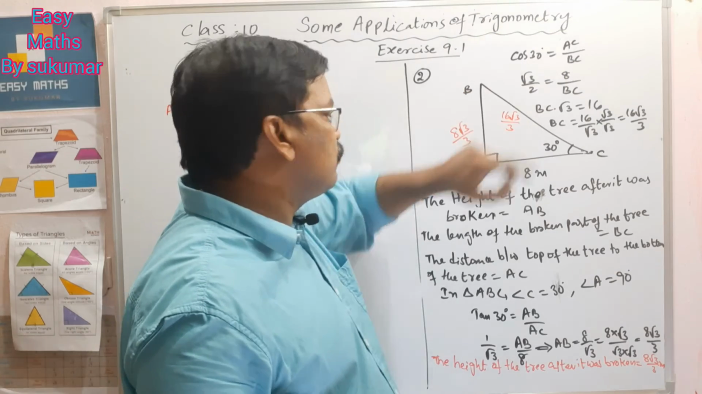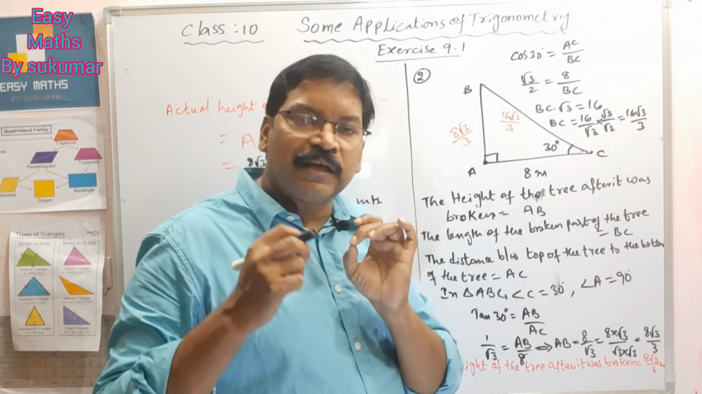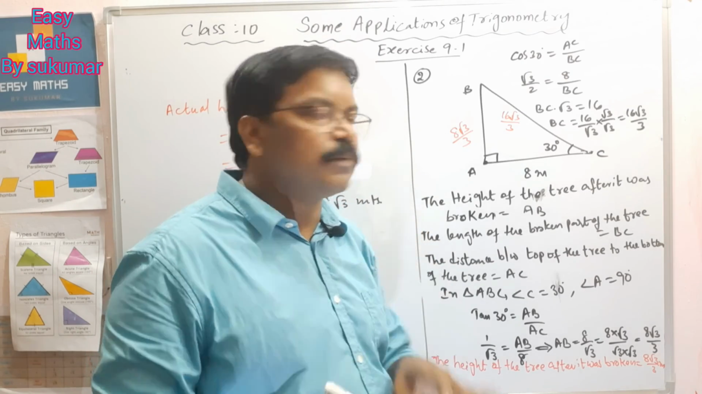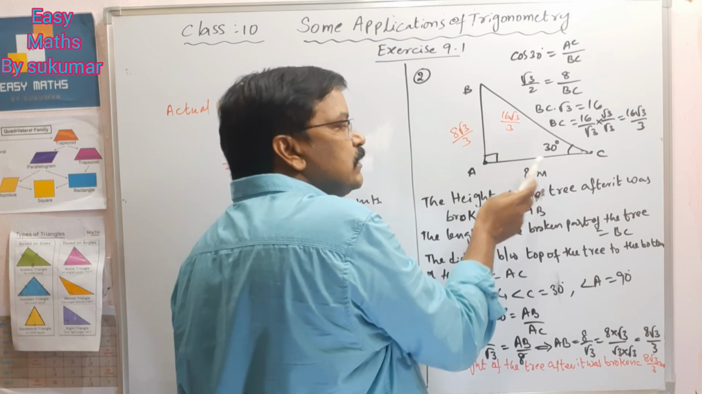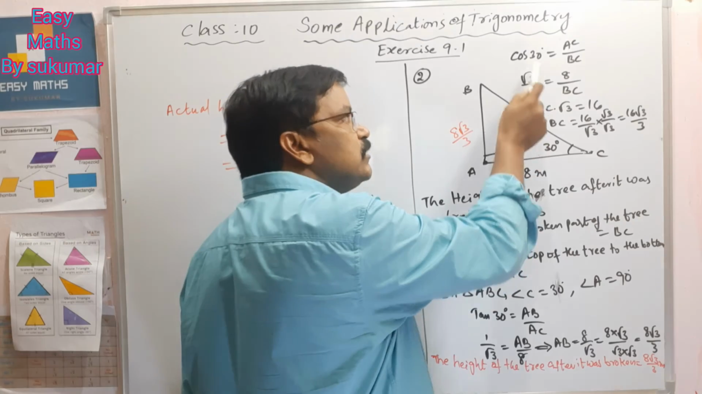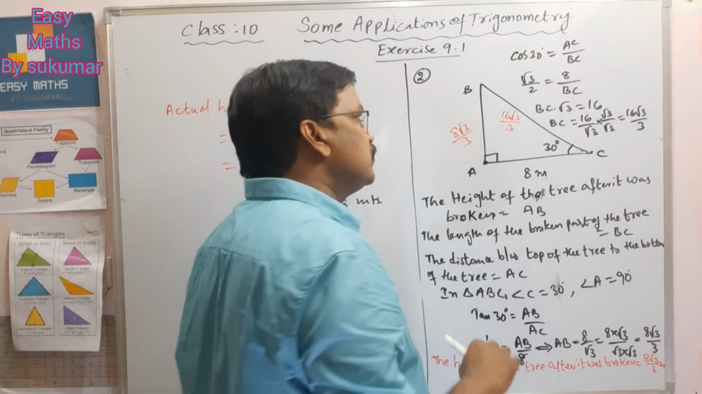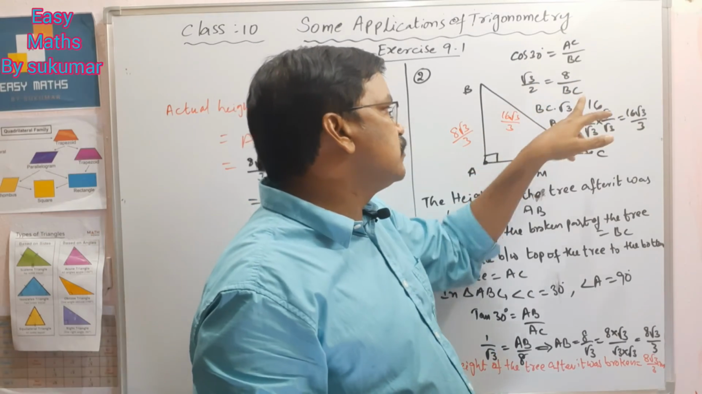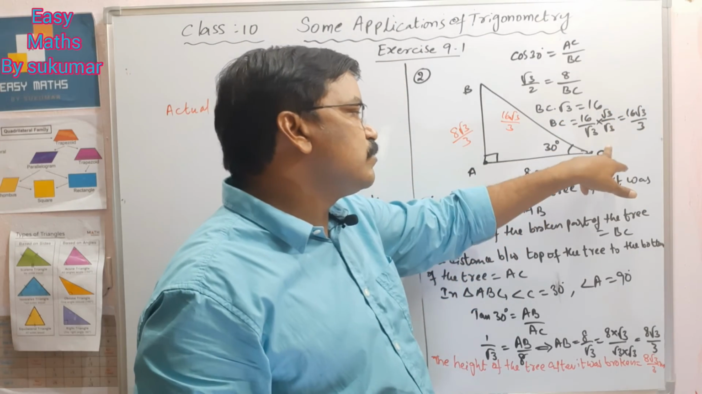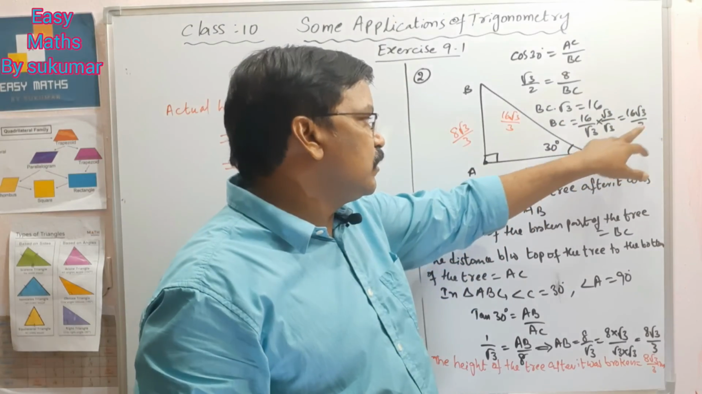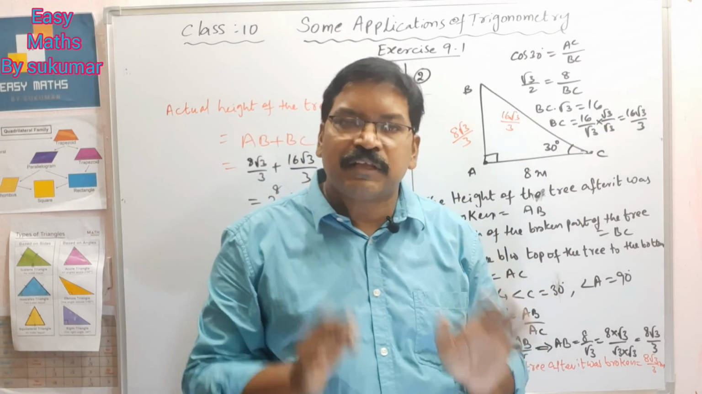Next, let us find what? This BC also. BC means the length of the broken part of the tree. So what is the relation between these two here? Adjacent side and hypotenuse, that is cos 30. So adjacent side is AC, hypotenuse is BC. So root 3 by 2 is equal to 8 by BC. By cross multiplication, BC into root 3 is equal to 16. So BC is equal to 16 by root 3. Just multiply with root 3, that is equal to 16 root 3 by 3. This is the broken part of the tree, right?